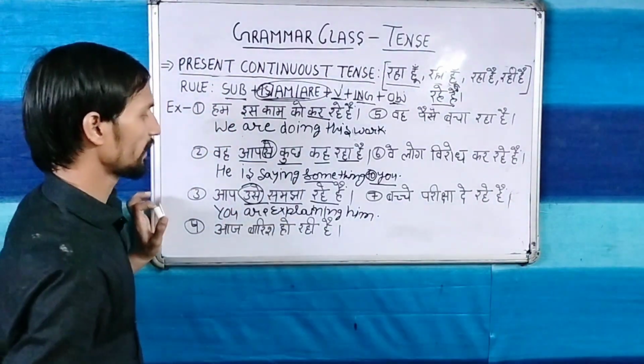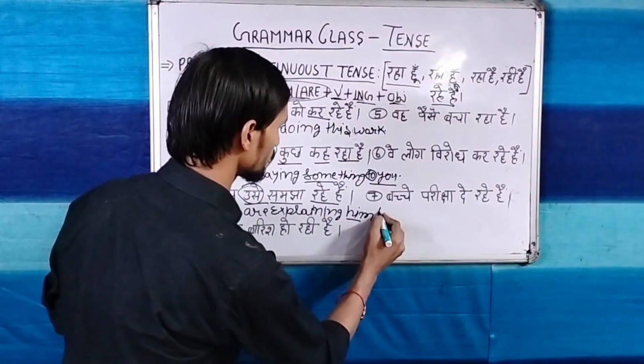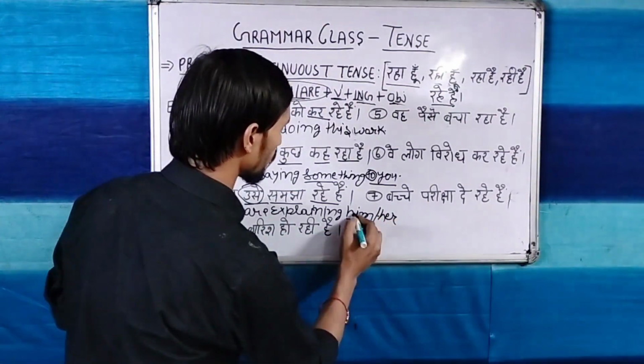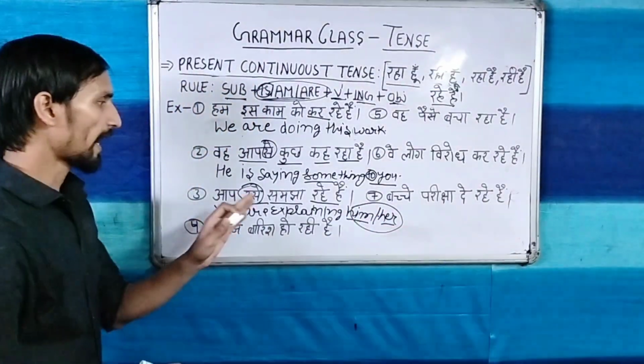So उसे word, this is our object, and at the place of him you can also use her, because object can be male and female also. So you are explaining him.